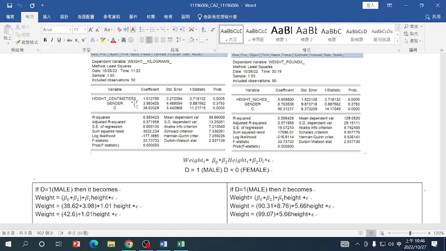Usually it is easier to just say the holding variable as a constant first. So holding height variable as a constant, when the gender is male, the weight will be increased by 3.98 kilogram. Make sure everybody knows how to do the explanation. It's very important, although it looks easier.